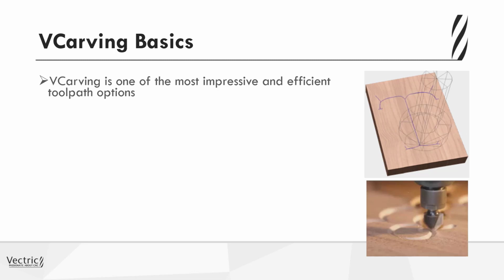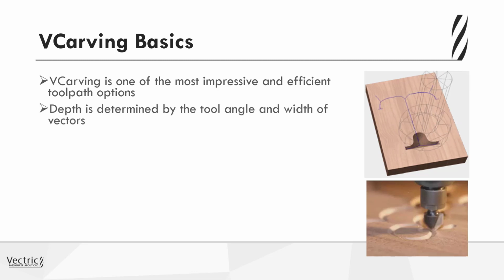And it's important to try and understand how V-carving works, and that the depth of the cut is determined by the tool angle and the width of the vectors. V-carving can only be done with closed vectors, as it will run the tool directly in the centre of the opposing vectors to the depth that the tool can essentially fit in between them and up to the maximum pass depth specified, and understanding this is essential when considering the perfect tool for the look that you want to achieve.